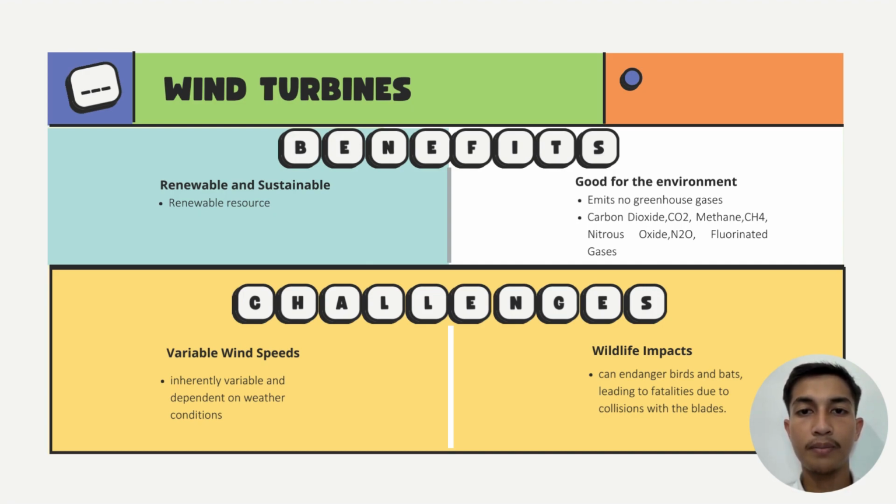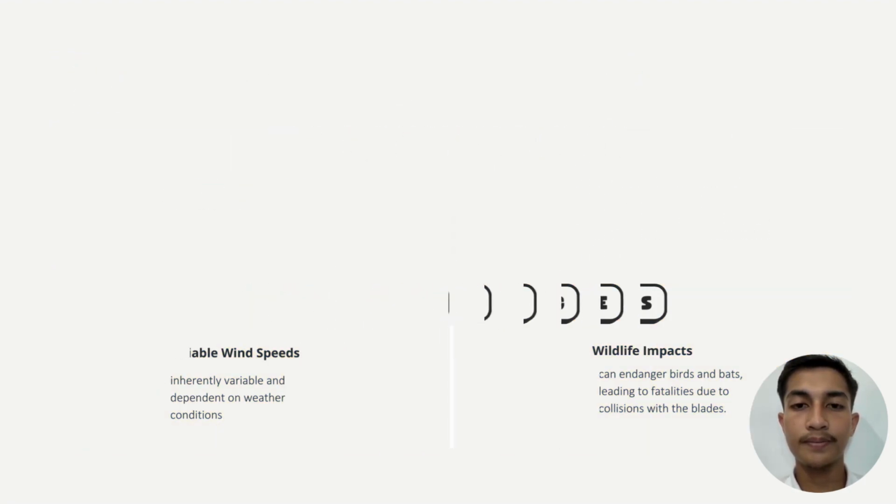This variability means that wind turbines do not always produce electricity at a consistent rate. For example, during periods of low winds, the energy output can drop significantly, leading to potential gaps in the electricity supply. Second is wildlife impact. It can endanger birds and bats, leading to fatalities due to collision with the blades.